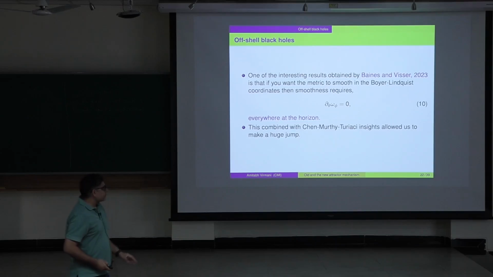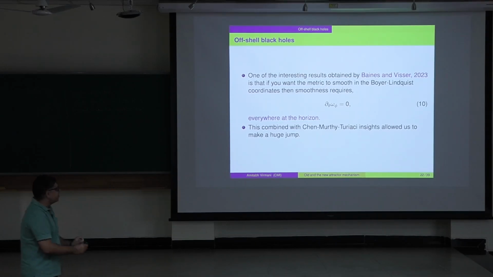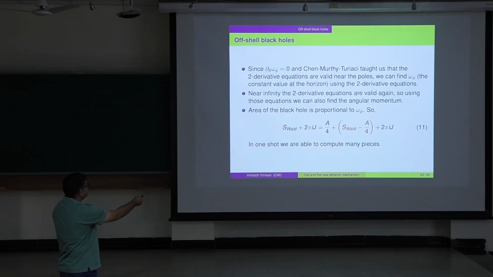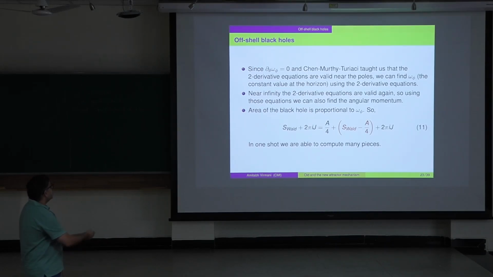On the horizon, yeah. Now if you combine this observation with Chen, Murthy and Turiaci, it allows you to make a very big jump. Since del theta omega phi is 0, and Chen, Murthy and Turiaci taught us that two-derivative equations are valid near the poles, we can find omega phi near the poles, and once you have found omega phi near the pole, it is valid everywhere on the horizon. And near infinity, two-derivative equations are valid again, and since you know omega phi, you can also use this to compute the angular momentum. So this is the insight we got from Chen, Murthy, Turiaci and the off-shell black holes.